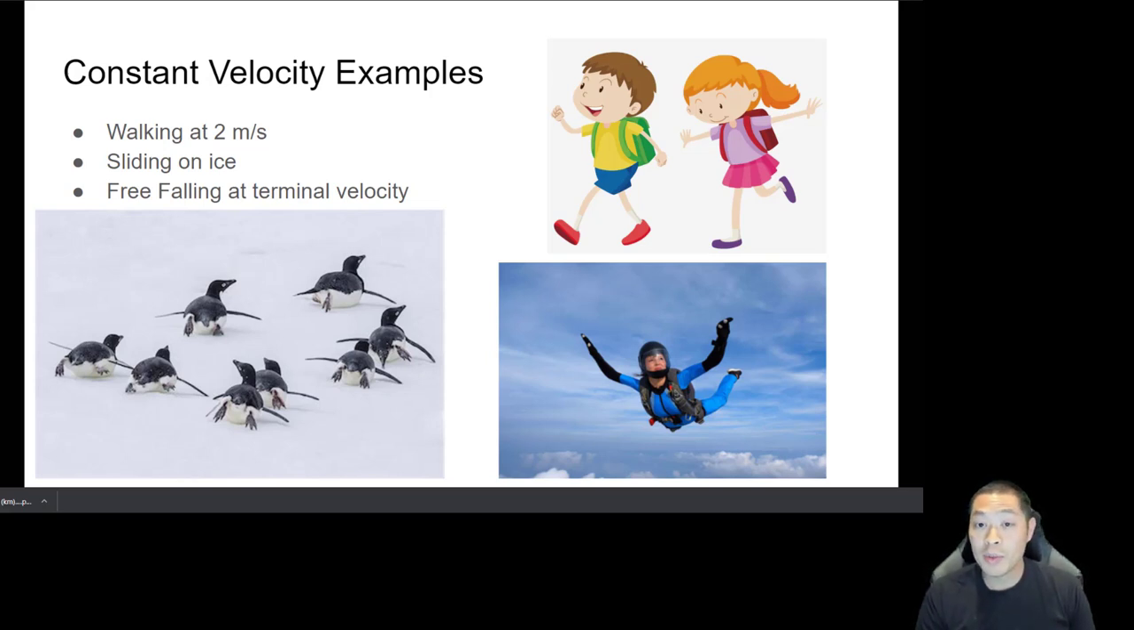So when you're walking at 2 meters per second, constant. Driving at 10 miles per hour, constant. On ice, we're going to pretend there's no friction. So let's say the penguins are sliding, they're going to slide forever, but in reality, they do slow down. Skydiving eventually hits something called terminal velocity. That means the force of gravity down equals the force of air resistance up, and you don't accelerate anymore. I think it's about 200 miles per hour. That's where you hit terminal velocity, and you'll fall down at that speed and not go faster.